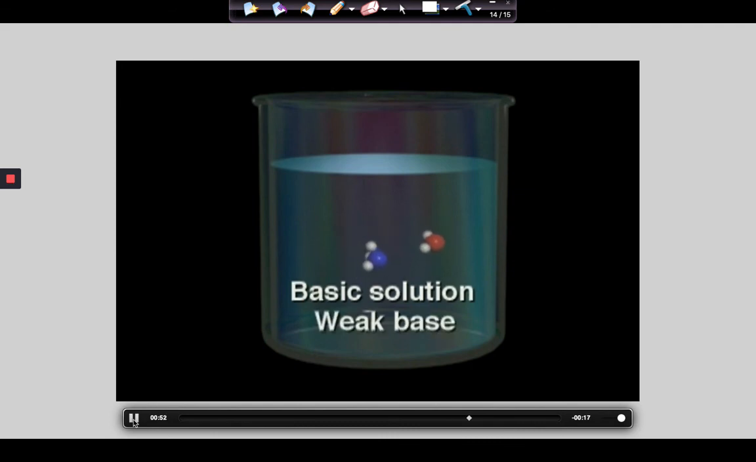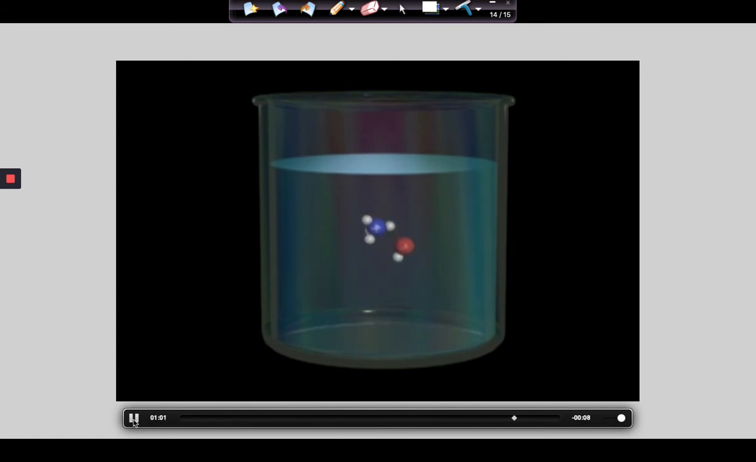ions. However, ammonia is a weak base. The equilibrium forming the hydroxide and ammonium ions lies largely to the left. Good? Does that jive with what you thought it might be? Okay. At any given time, most of the ammonia is in a non-ionized form.